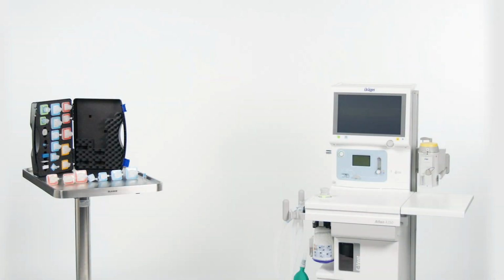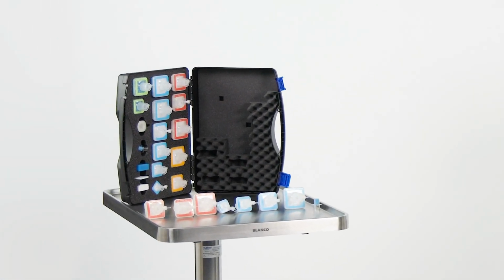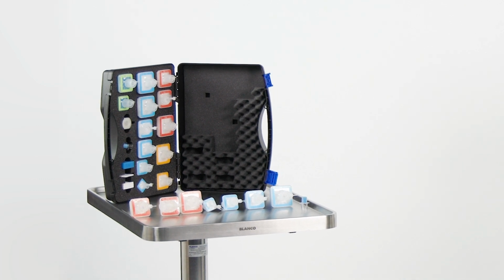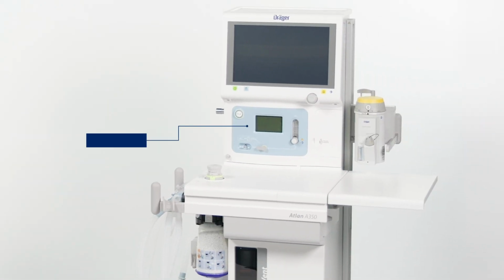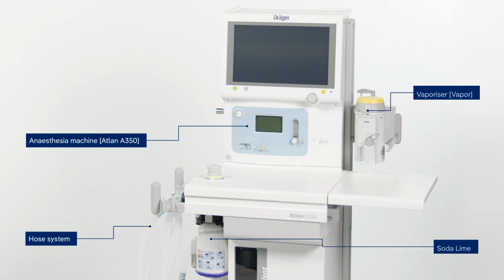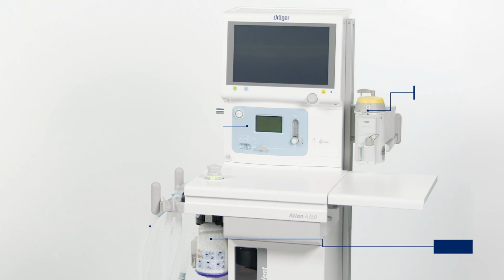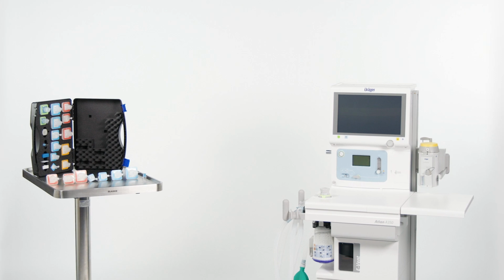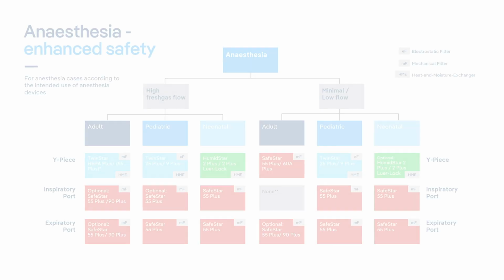This video shows you an example of how to use Dräger breathing system filters in anaesthesia. The setup includes a prepared anaesthesia machine, including a hose system, a vaporizer, and soda lime. This video focuses on the placement of breathing system filters and HMEs.